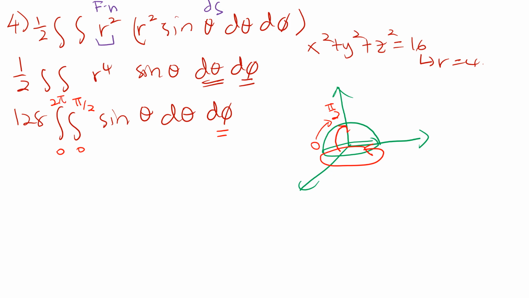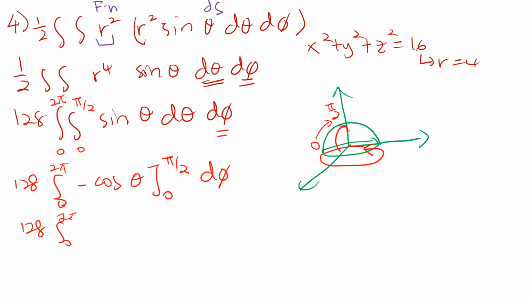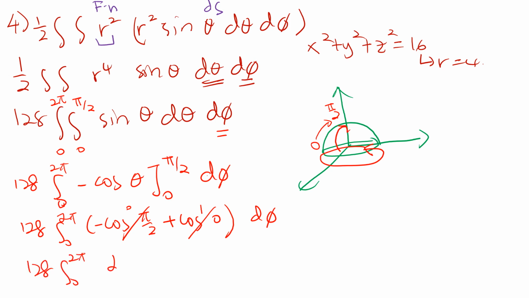Okay, so integrate 128. Integrate with respect to theta first. The integral of sine is negative cos theta, from 0 to pi over 2, d phi. So substitute, 128, 0 to 2 pi, negative cos pi over 2 minus negative cos 0, which is plus cos 0, d phi. Cos pi over 2 in radians is 0. Cos 0 is 1. So you will get 128, 0 to 2 pi, d phi.